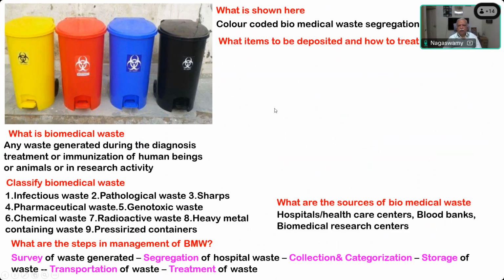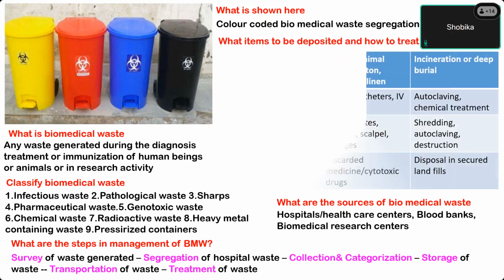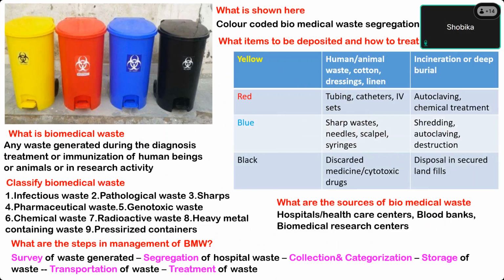What items are deposited in these various color-coded bins and how to treat them? Yellow is any human or anatomical waste. It is incinerated. Red is tubings and catheters, any non-infectious recyclable waste, treated by autoclaving. Blue is waste needles, treated by shredding and autoclaving. Black is cytotoxic drugs or medicines. It is buried in landfills.